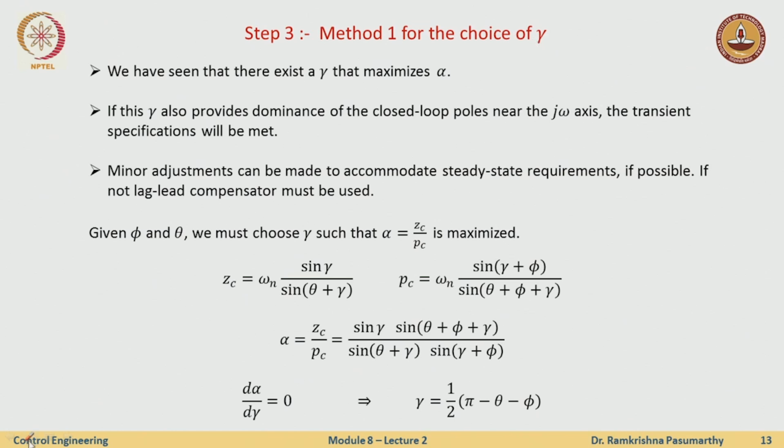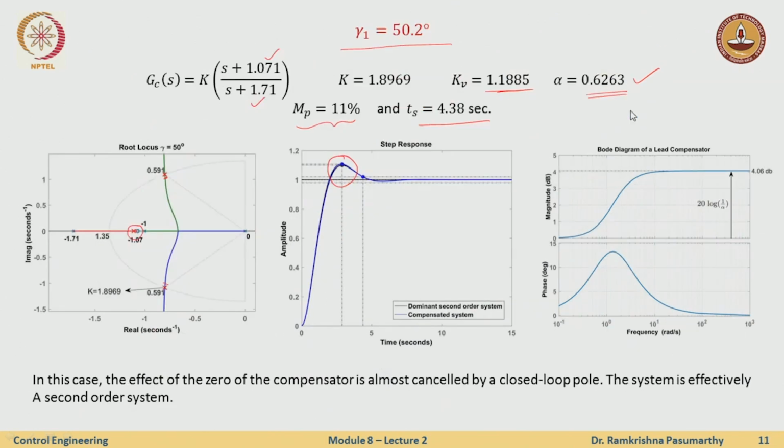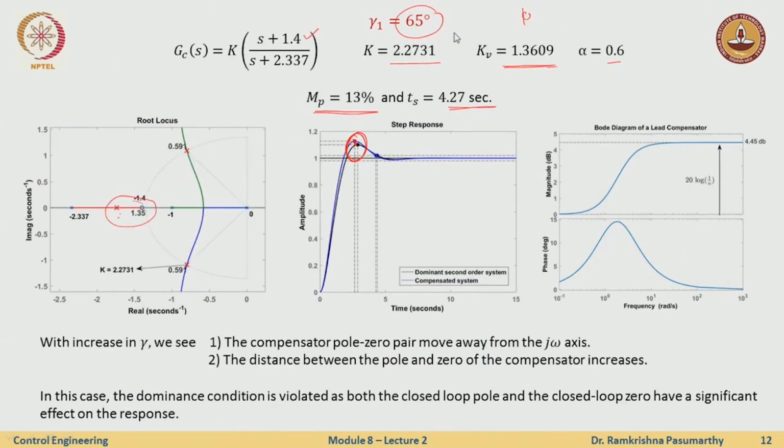If we look at the relation between gamma and alpha, in the first case I had gamma of 15 and alpha of 0.4. Gamma of 50, alpha increases to 0.62. Gamma of 61, alpha starts decreasing. So there is one gamma which maximizes the alpha, and this is the gamma which I am interested in. And maximizing alpha is also good for me in terms of the attenuation.